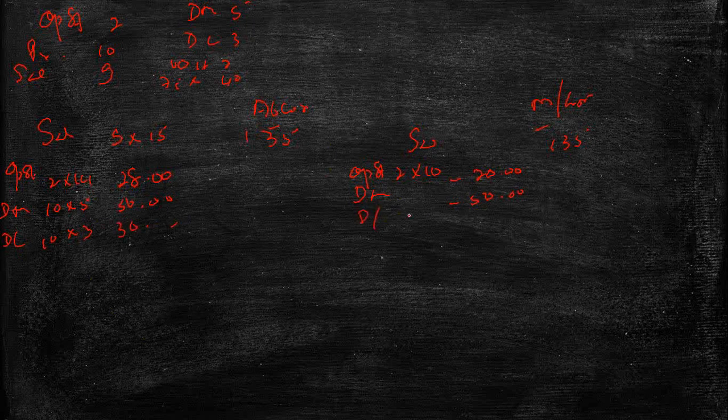Then in this method, you go by total overhead. Total overheads are 6 per unit, so in 10 units, total overheads are 60. Correct? 10 into 6 is 60. Here we take only the variable overheads: 2 into 10, 20.